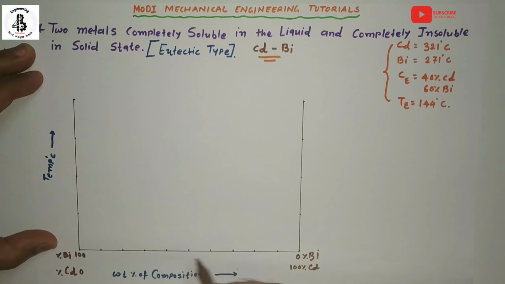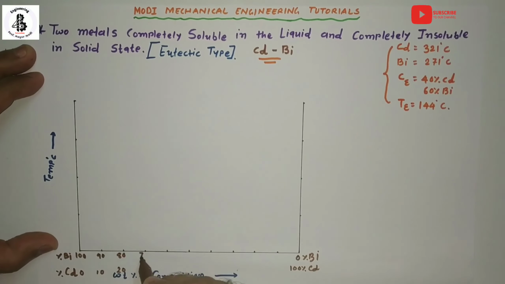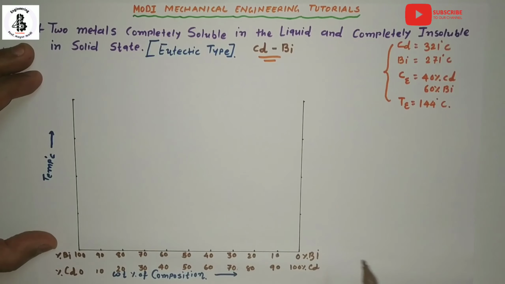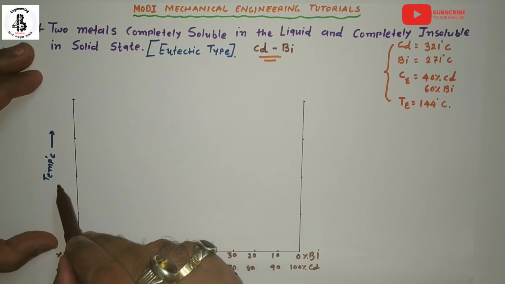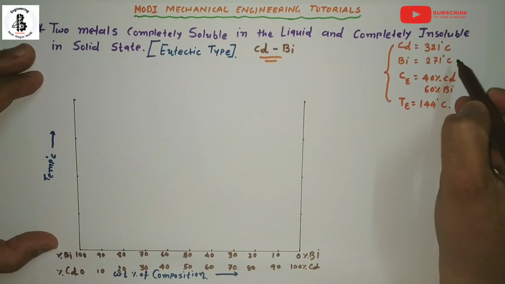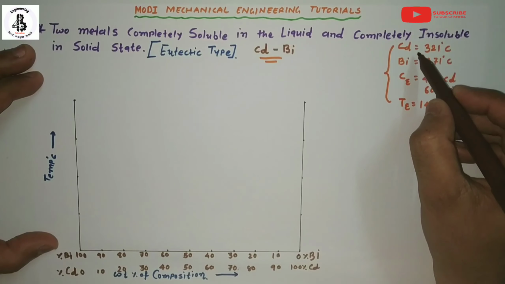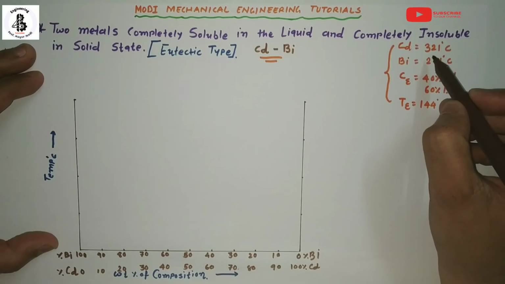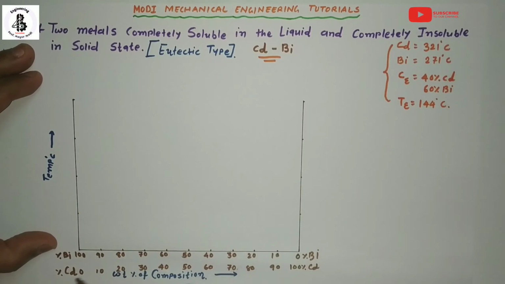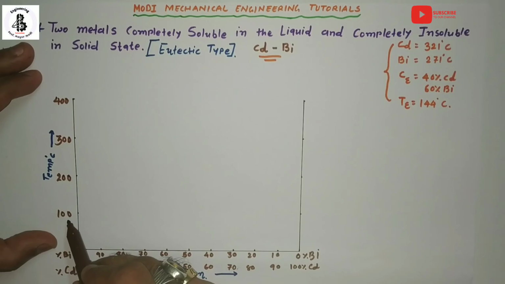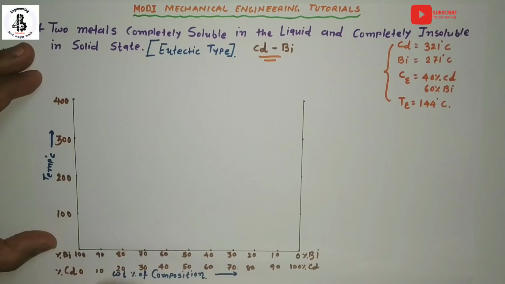And all the points go like this: 90-10, 80-20, 70-30, 60-40, 50-50, and so on. Now onto the y-axis will be the temperature in degrees centigrade, according to the given range of temperature as the melting points for cadmium and bismuth. The maximum temperature, for cadmium, will be 321. So let's make a scale on the temperature axis: 100, 200, 300 and 400.